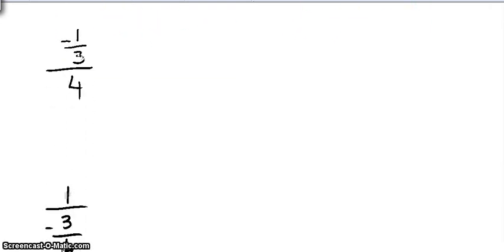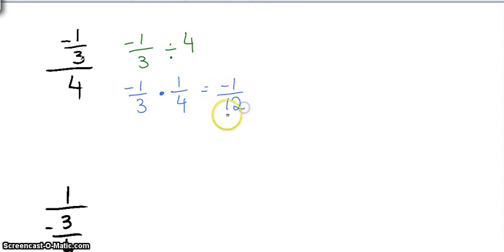Now sometimes you're going to see problems that have a fraction bar. First thing I would like for you to do is rewrite it. So now we have -1/3 divided by 4. Now I'm going to write it where I'm multiplying by the reciprocal. So I have -1/3 times 1 over 4. And notice each time that I take the reciprocal, I'm taking the reciprocal of the number that is following the division sign. Numerator times numerator gives me -1. Denominator times denominator gives me 12. So my answer is -1/12.